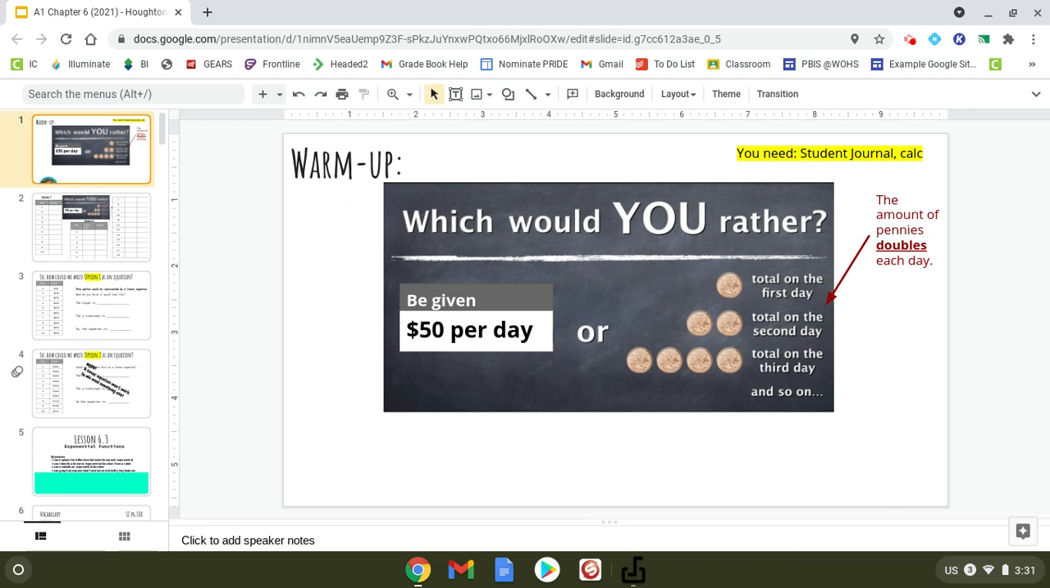So in this situation, if a random stranger walks up to you on the street and asks you, would you rather be given $50 a day, or would you rather get a penny on the first day and then 2 pennies on the second day and 4 pennies on the next day and so on? So basically the amount of pennies doubles each day.